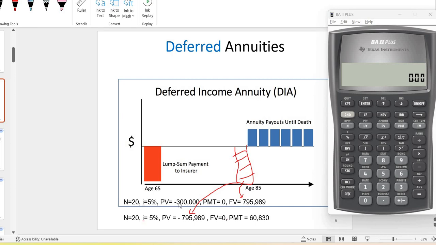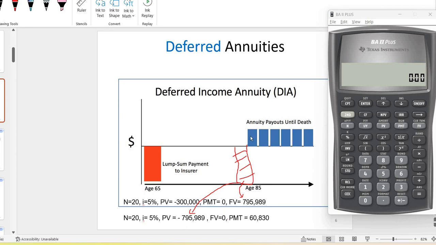5%, present value 300,000. PMT is 0, nothing. You have one big amount, a 300,000 outflow. Present value here now, at age 65, you have a 300,000 outflow. At the end of the 20 years, when you reach age 85, you will get 795,989, right? Based on the future value, it becomes a present value.